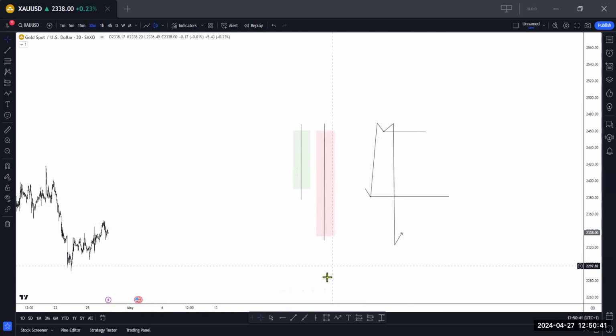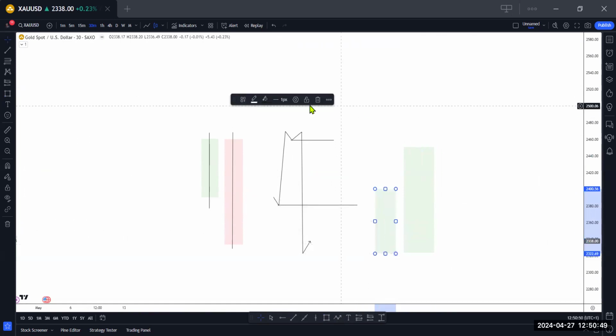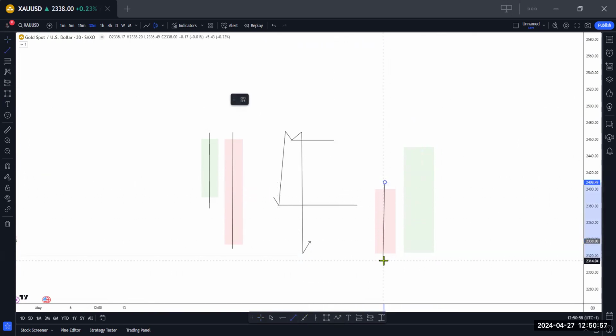This only happens with engulfings, for a buy scenario. I have to draw it. This only happens with engulfing. So that's why one of the very good ways to confirm your trade setup is by mastering engulfings.